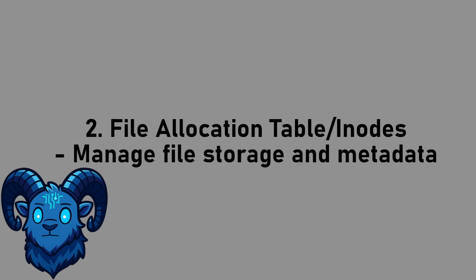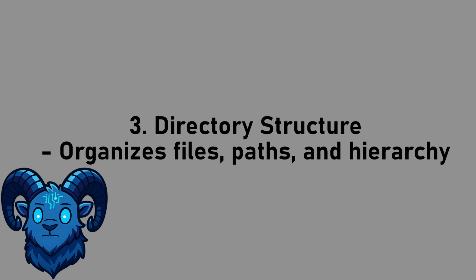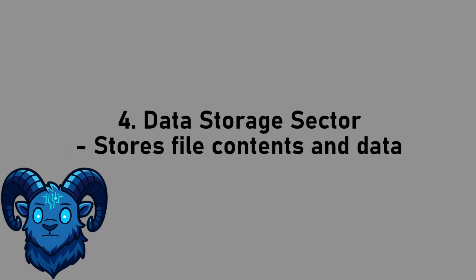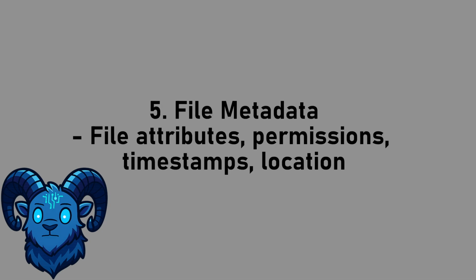The second part is going to be the file allocation table, or the inodes, which track which blocks belong to which files. Directory structures is going to be the next one up, which is the organized file hierarchy that you interact with on a daily basis. The next component is the data area, and it's where the actual file content is stored. And separate from the actual data content, we have the metadata, which is the information about the file itself, and this includes the timestamps, the permissions, the file size, the file name, those things that aren't actually the content within the file.